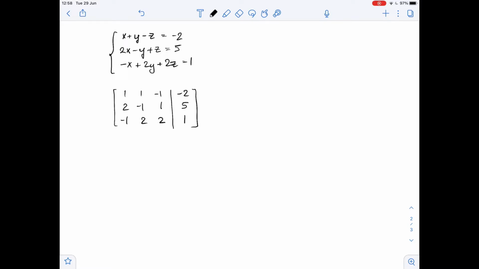So our first step is to multiply row 1 by 2 and to subtract it from row 2. So we will substitute row 2 with row 2 minus 2 times row 1. And our matrix becomes, the first row is the same, then row 2 becomes 0, negative 3, 3, 9. And row 3 is the same.